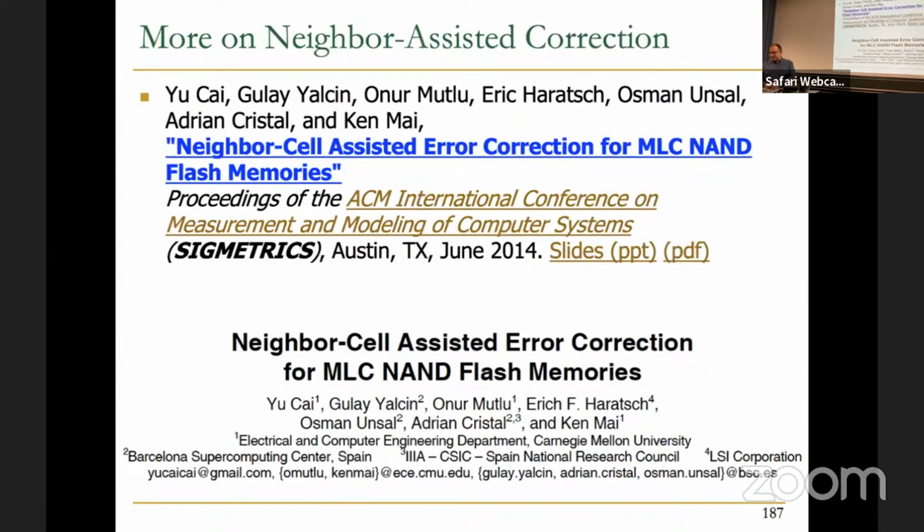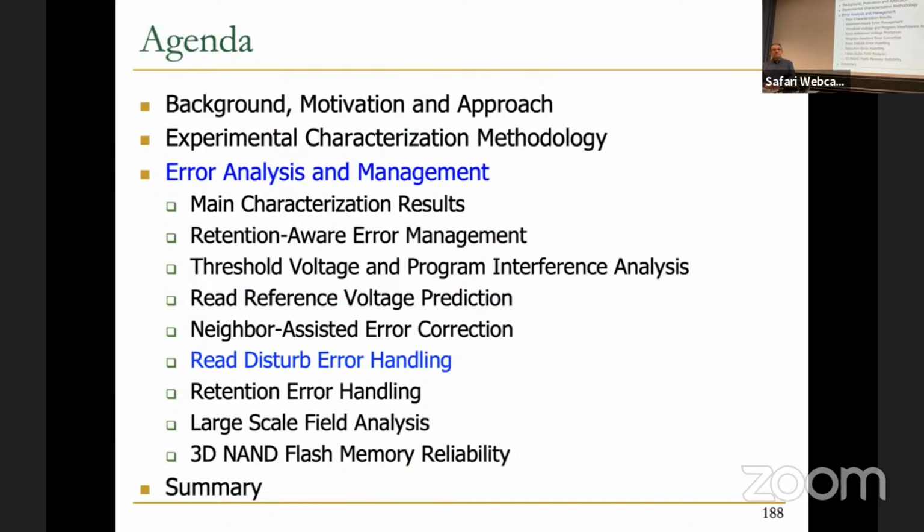Okay, so you can also read the paper for more detail. Question? Okay, let me also cover this paper and then we can take another break.